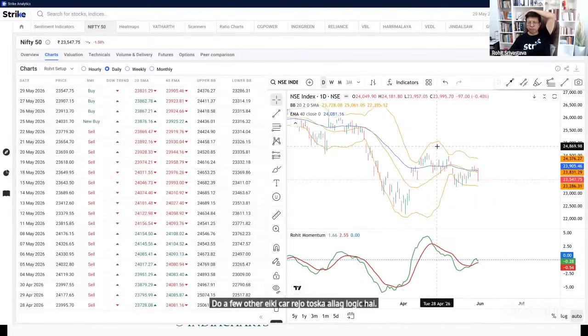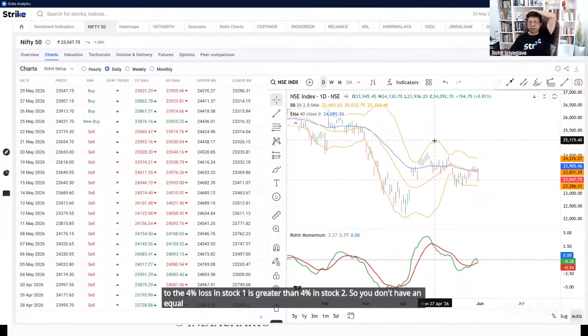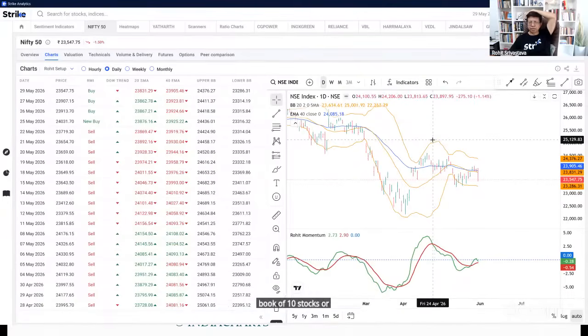10 कर रहे हो तो उतना पर आइटम आपको उतना पैसा डिस्ट्रीब्यूट करना है मार्जिन्स में और एक्सपोजर में. क्योंकि कभी कभी होता है कि आप सिंगल लॉट ही अगर कर रहे हो, एक का लॉट 20 लाख का है, दूसरे का लॉट 10 लाख का है, तो आपका पोजीशन साइज ही अलग हो गया. So the 4% loss in stock one is greater than 4% in stock two. So you don't have an equal weight. So to run a large book of 10 stocks or more takes a larger capital.